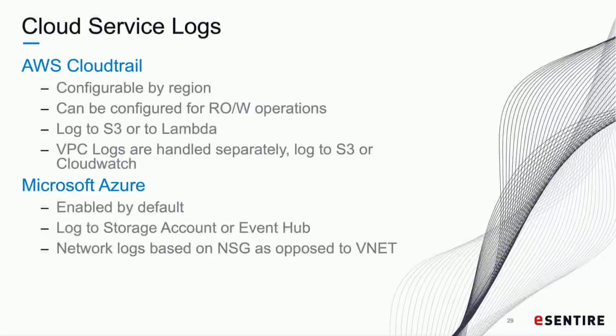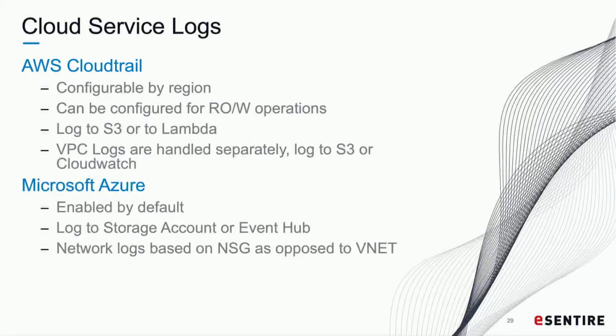So talking about cloud service logs from the services themselves. AWS has something called CloudTrail. You can configure it by region, and it has some options for what you want to see. If you want to see only reads against your infrastructure or writes or both, I recommend both, because why not? You can log to S3 or to Lambda, which is their function service. So if you wanted to do something special with the log as it comes in, you can do it that way. And importantly, VPC logs, which is their basically NetFlow, is logged separately. You have to turn that on through a different mechanism.